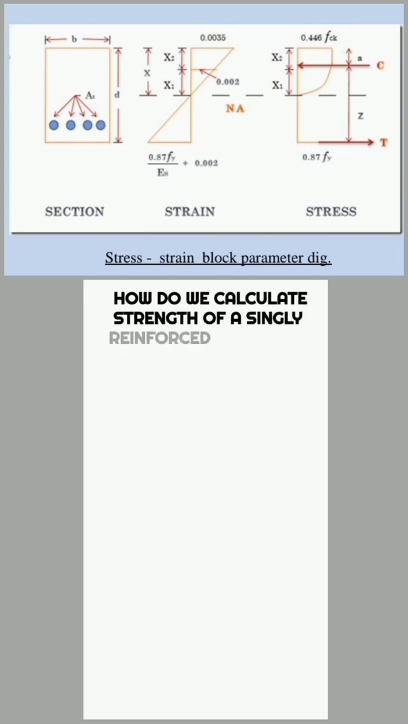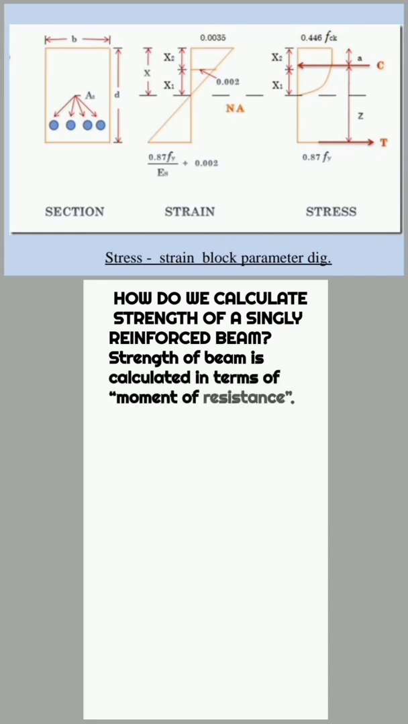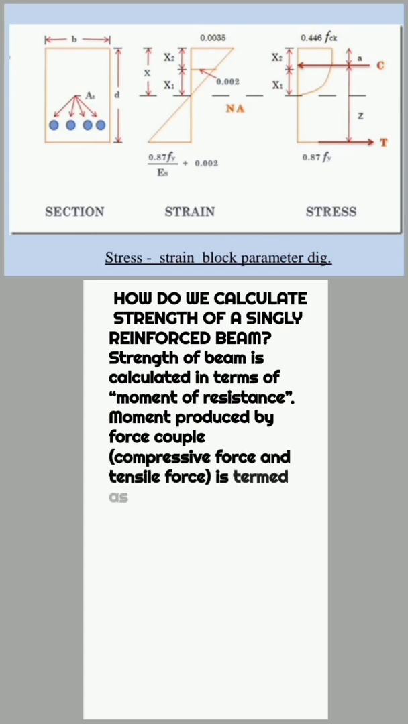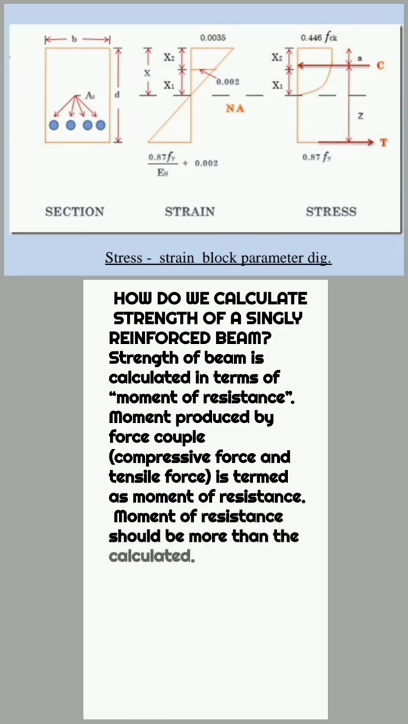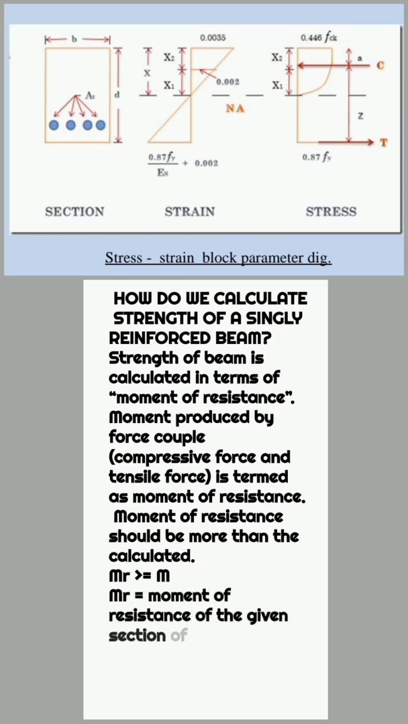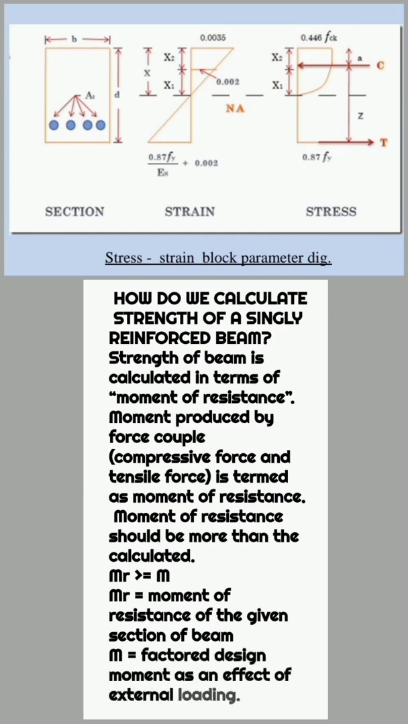How do we calculate the strength of a singly reinforced beam? Strength of a beam is calculated in terms of moment of resistance. The moment produced by the force couple, compressive force and tensile force, is termed as moment of resistance, denoted as Mr. Moment of resistance Mr should be more than the calculated factored moment, denoted as M, at the most critical section of the beam due to external loadings. Mr should be greater than or equal to M. Mr equals moment of resistance of the given section of beam. M equals factored design moment as an effect of external loading.